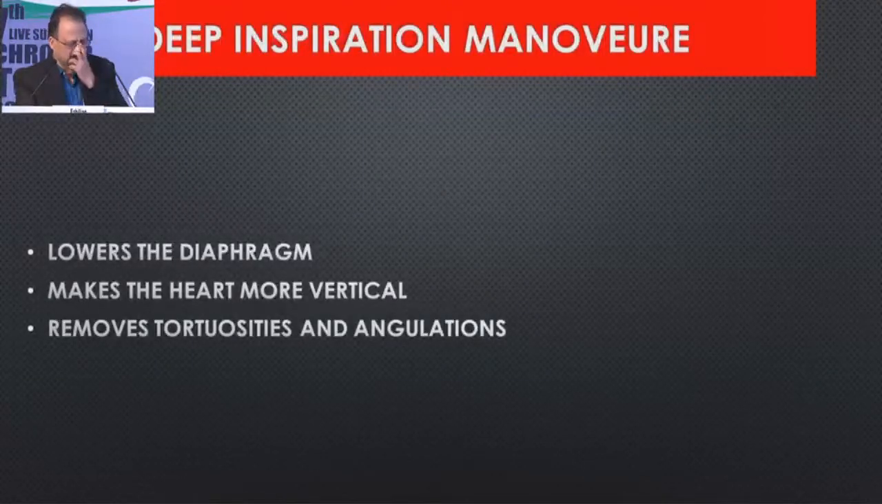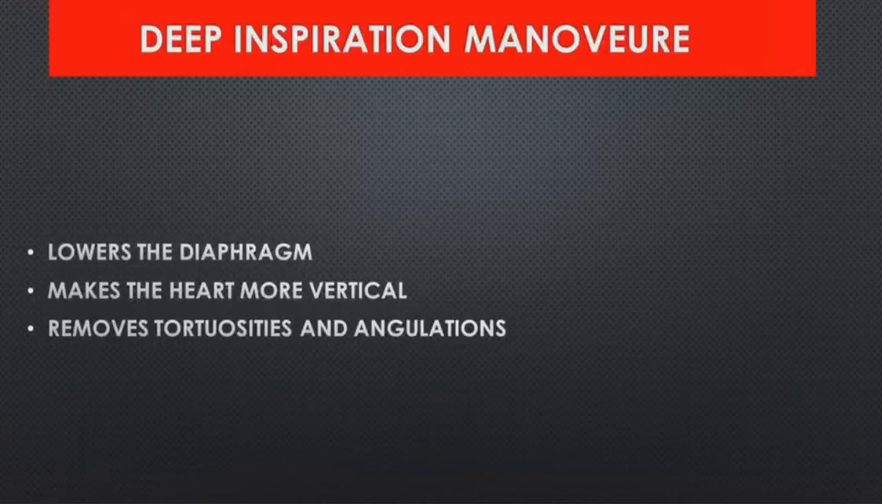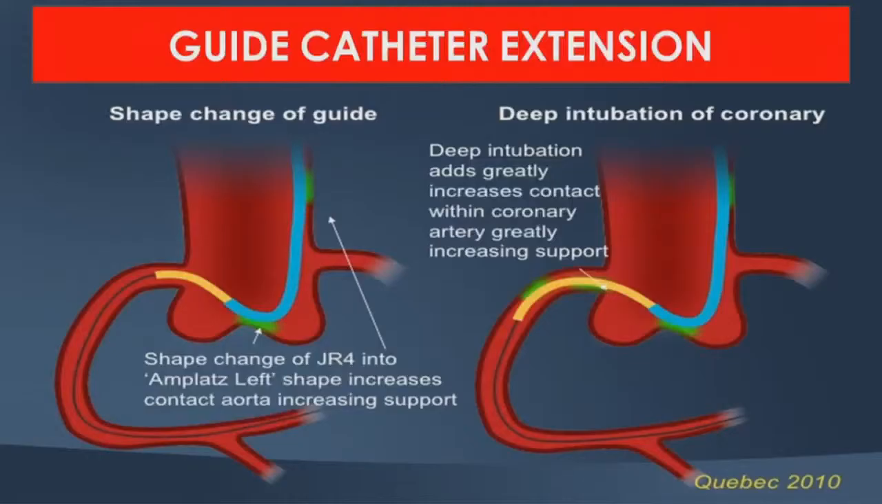Deep inspiration also helps. Sometimes this simple maneuver can push in the balloon. When you take a deep inspiration, it lowers the diaphragm, makes the heart more vertical, makes the coronaries more vertical, and removes the tortuosities and angulations.